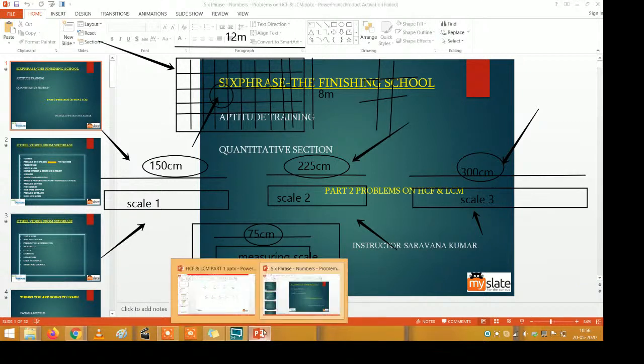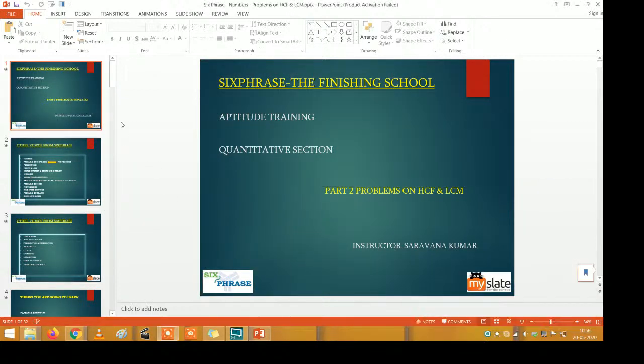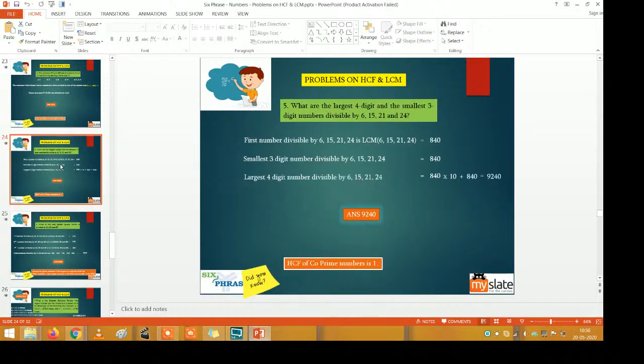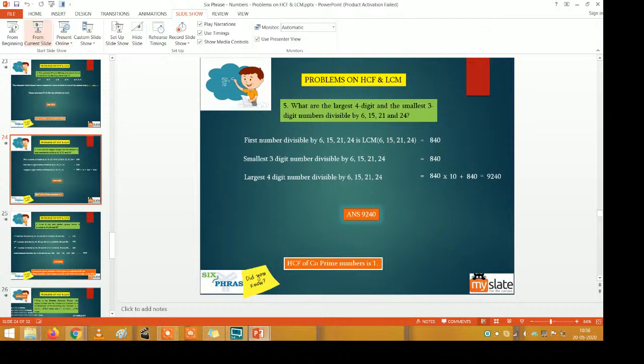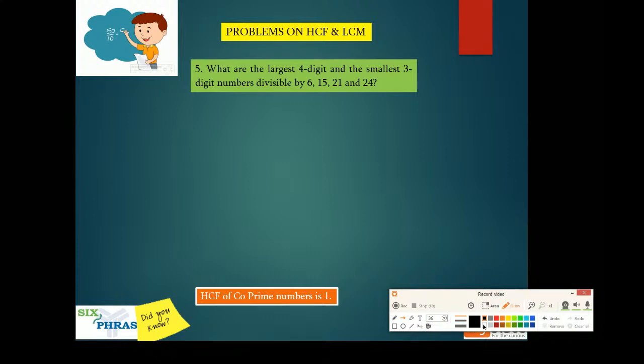So what Palanipan is asking us is, I guess, this question. Yes, so this is the question he's asking, guys. So let's see what is being done. What are the largest 4 digit and smallest 3 digit numbers divisible by 6, 5, 21 and 24? I'm going to write down what is given. The given numbers are 6, 15, sorry, it's 15, right? 15, and then 21 and 24.